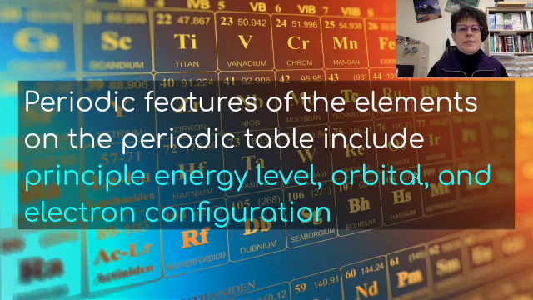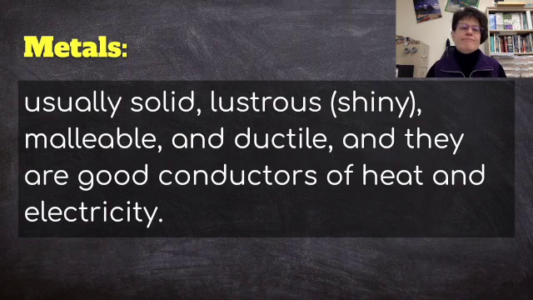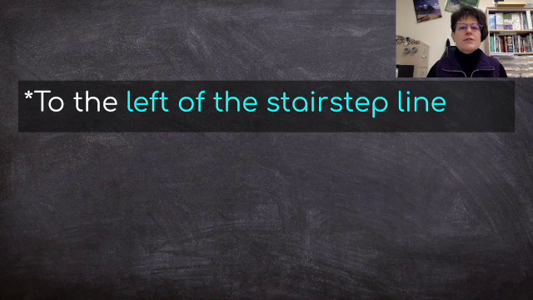Periodic features of the elements on the periodic table include the principal energy level, the orbitals, and the electron configuration. So metals. Metals are usually solid, lustrous, shiny, malleable, and ductile, and they are good conductors of heat and electricity. And they are to the left of the stair-step line on your periodic table.